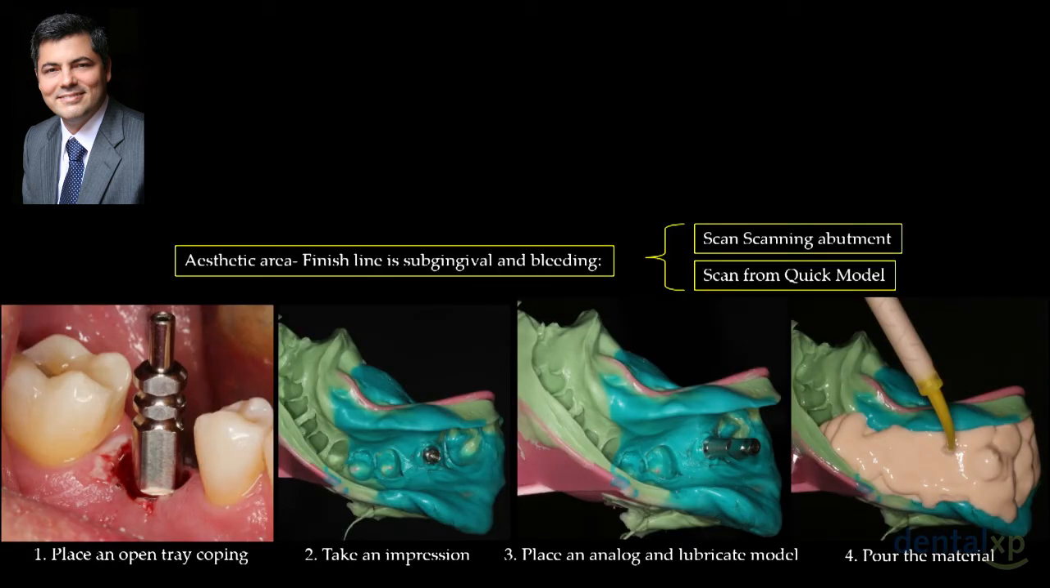So basically, you're going to place your implant, and this is the same patient because this patient had 3 different sets of restorations, same different techniques, same procedures. And you're going to take an open tray coping. You're going to make an open tray impression, and you're going to pour the material. And before pouring the material, make sure that you lubricate the impression so you can separate the material, because otherwise it's going to get glued together.